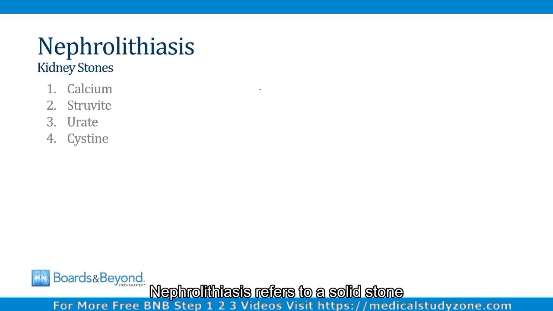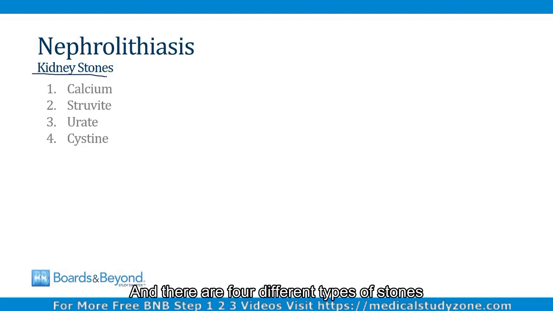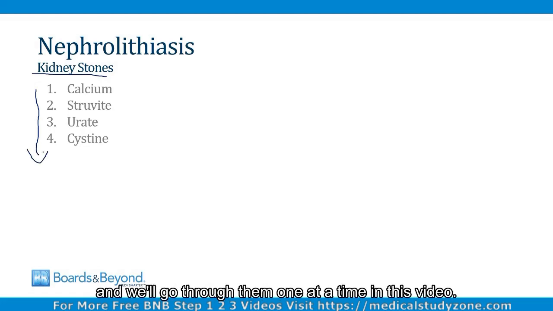Nephrolithiasis refers to a solid stone forming in the urinary tract, and most people call these kidney stones, although in reality the stones can form in the kidneys or the ureters or sometimes in the bladder. And there are 4 different types of stones that form in the urinary system. They're all listed here, and we'll go through them one at a time in this video.